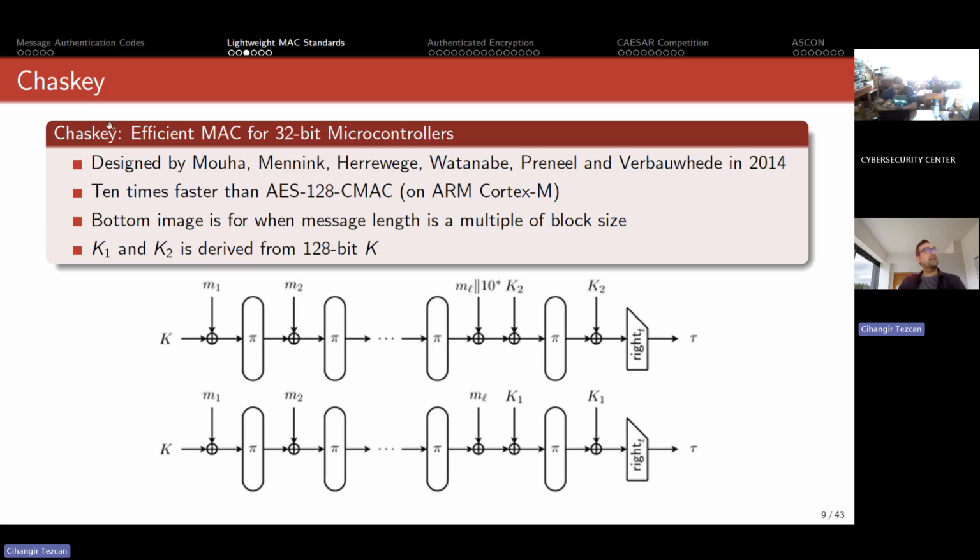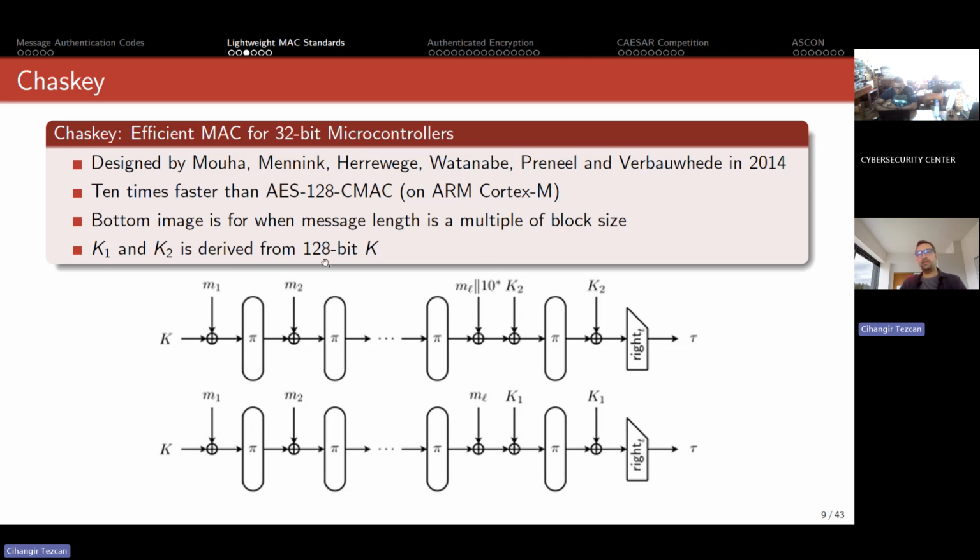Chaskey is an efficient MAC for 32-bit microcontrollers. It was designed in 2014 and is 10 times faster than AES-128 in CMAC mode on an ARM Cortex-M. The bottom image is for when the message length is a multiple of the block size, so you don't need to perform any padding. But if padding has to be done, the top picture is used.